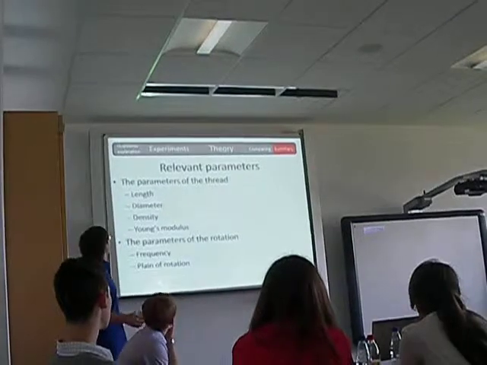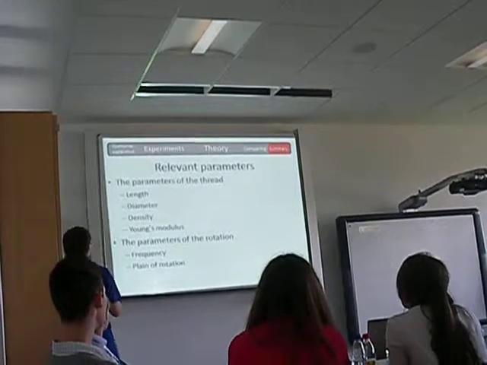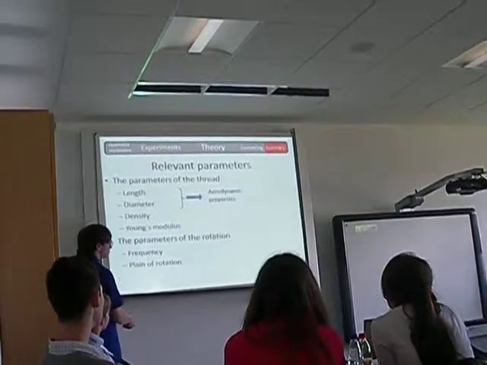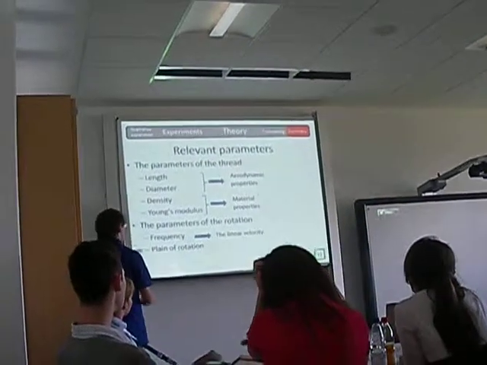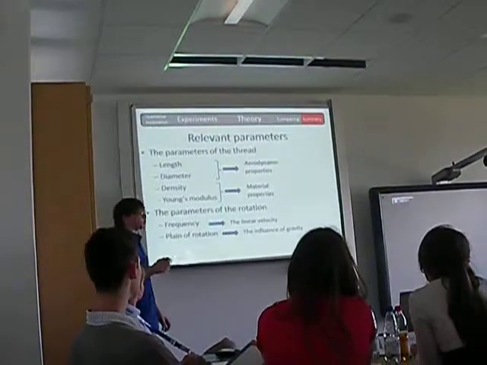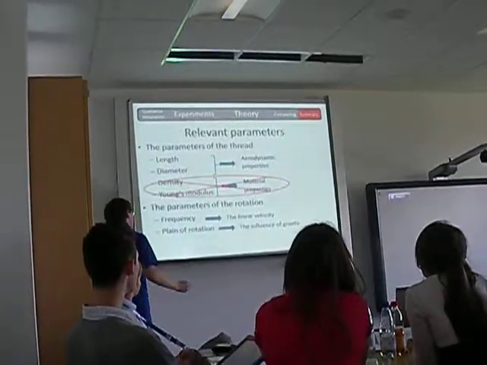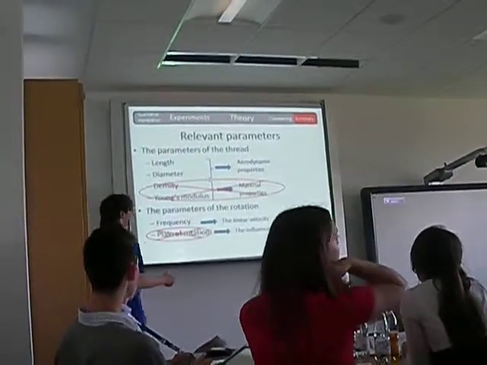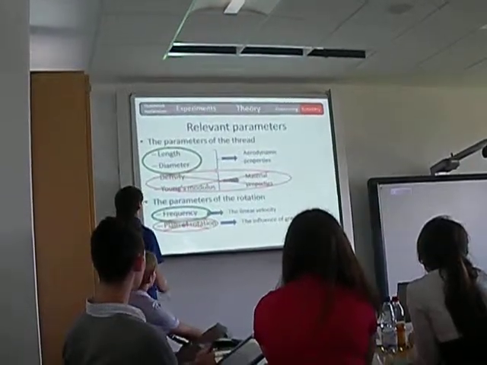First of all, let's form the list of relevant parameters of our sound, since we are studying something and we need to answer the question of what is important. Let's divide them into several categories: aerodynamic properties of our thread, properties of material, properties of rotation, and properties of gravity. First of all, we've proved that the material of our thread is not important. That's why we can cross out all the properties of material. We can do the same about the plane of rotation, which is not important too. And finally, we can name the relevant parameters. They are the length and the diameter of the thread and the frequency of rotation.